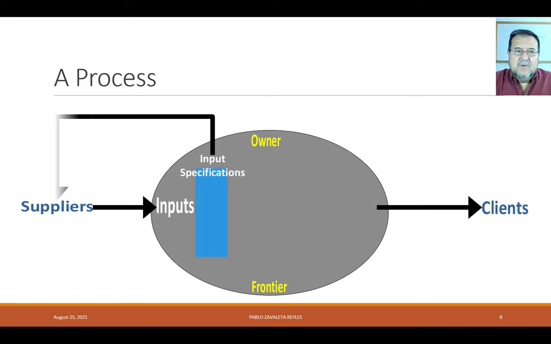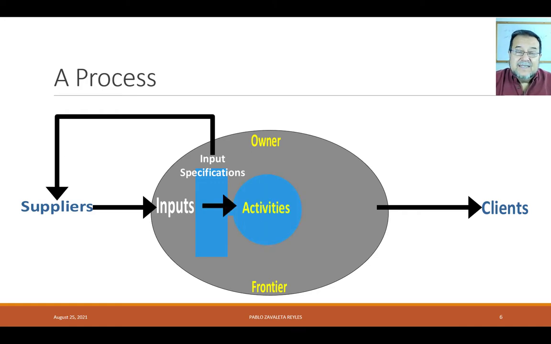All those inputs that we receive from suppliers have input specifications, and those input specifications have to be agreed upon with the supplier. We can change them in time, yes, as our needs evolve, but always taking care to reach an accord with the suppliers. That's why we talk about the supplier relationship. How do we develop our suppliers? Because they must grow or evolve as our needs evolve too.